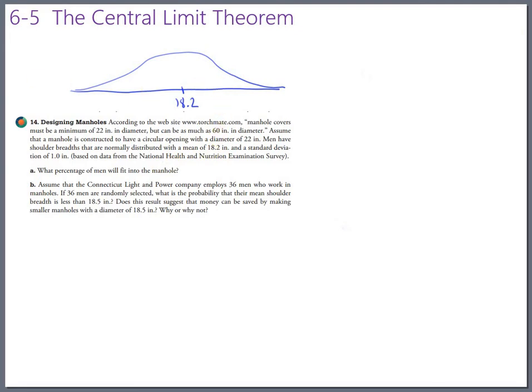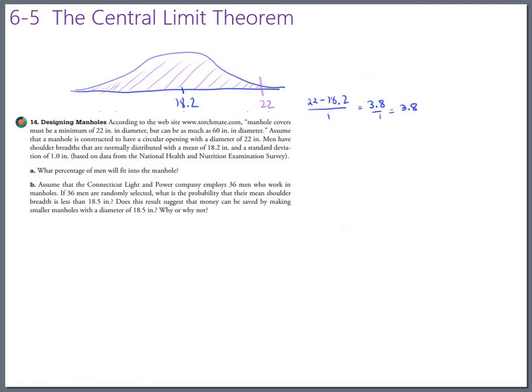I mean, it looks like that's basically everybody, but let's figure that out. So we need to turn 22 into a z-score. Fortunately, that's not too hard. 22 minus 18.2 divided by 1. That's 3.8 divided by 1, which is just 3.8. Okay, so we just need to know what percentage of a normal curve is less than 3.8.